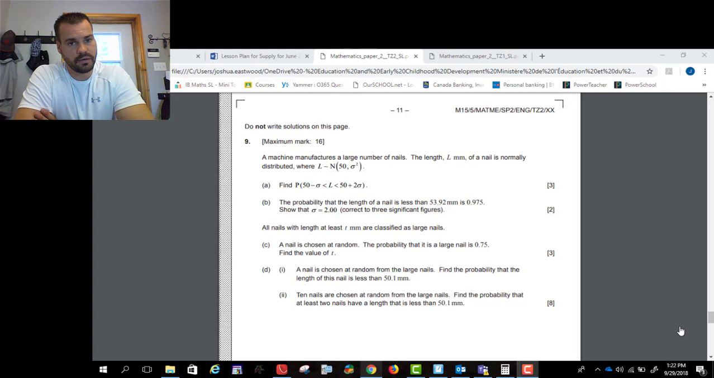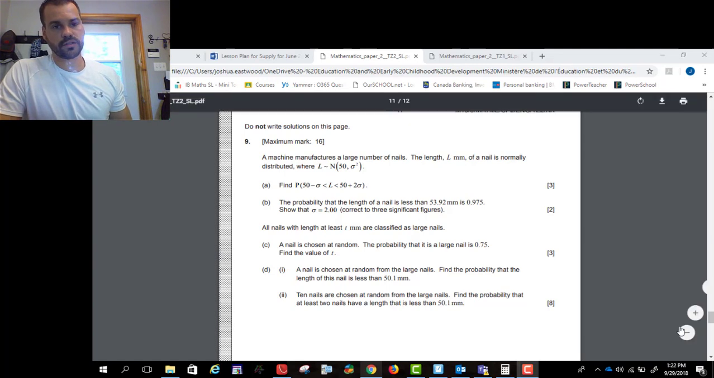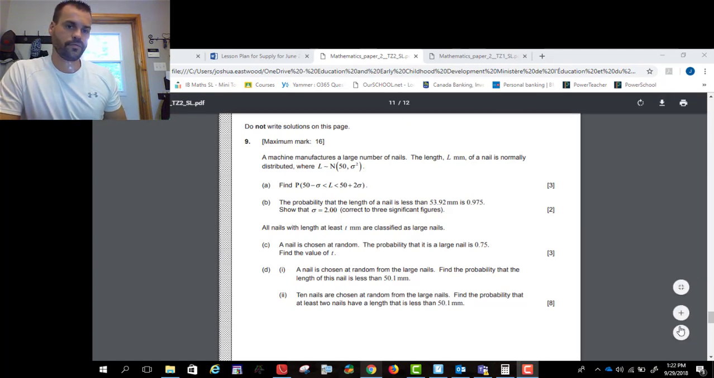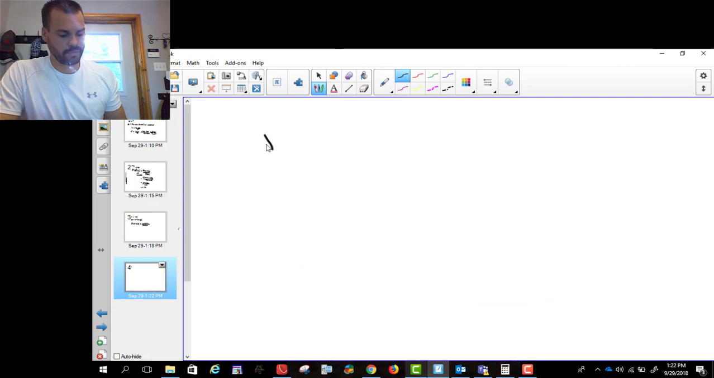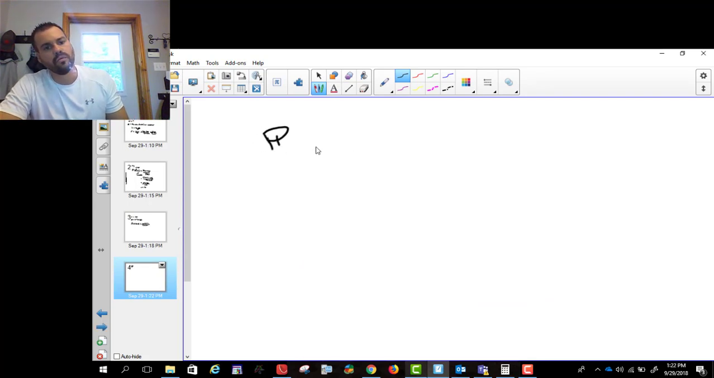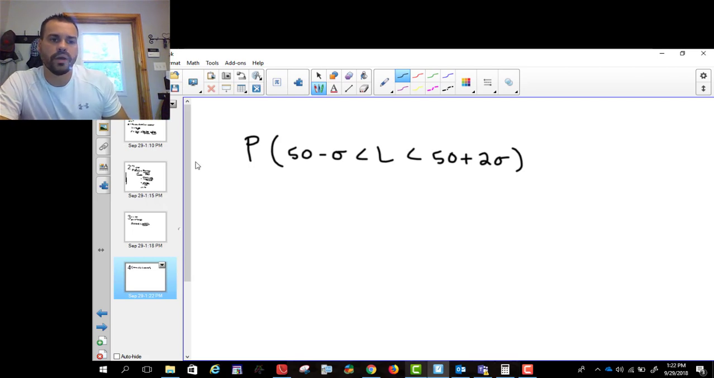And then it says the normal distribution has a mean of 50 and a standard deviation of sigma, because the variance is sigma squared. It says to find the probability that L is between 50 minus sigma and 50 plus 2 sigma. So the problem with this question is that I want the probability that X, or L in this case, is between these two numbers. We need sigma if we're going to use our calculator.